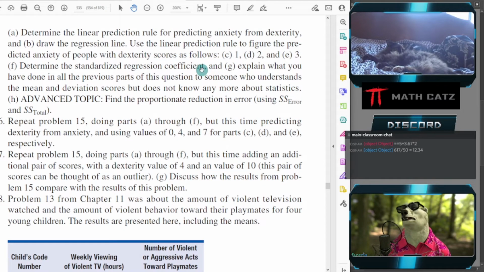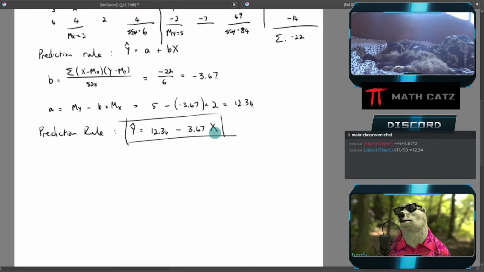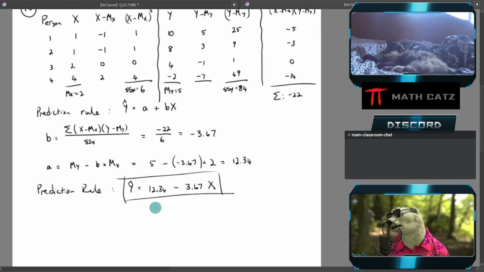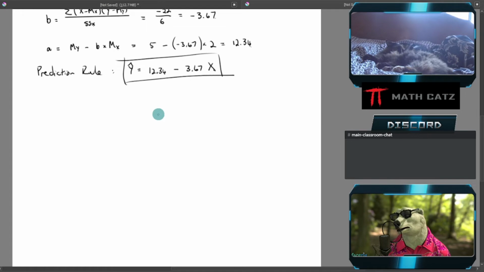Now, I'm not going to do all of these predictions that they want. They want us to predict the anxiety for people with dexterity scores 1, 2, 3. I'll just do 1. We plug it into this prediction rule, plug x in, get a predicted y value, nothing to it. However, I did forget to draw the data points and the line. So let's quickly do that. We'll squeeze it in on the side here.